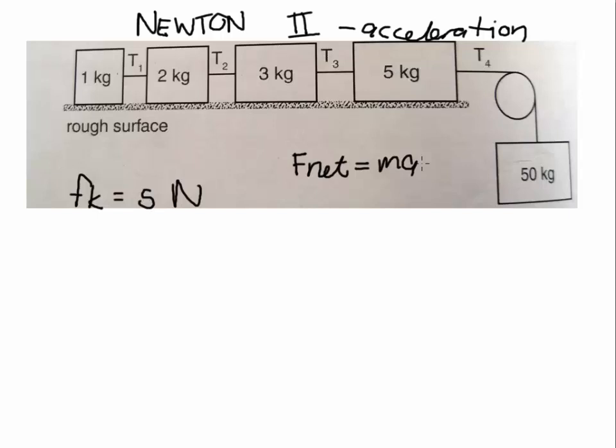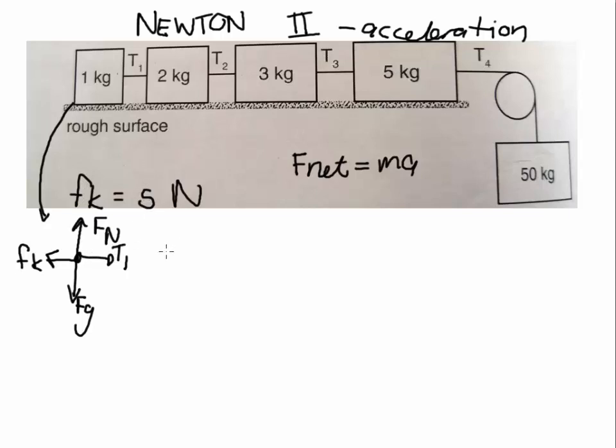So what we're going to do here is for each one of these blocks, we can go and actually draw a free body diagram. So if we draw a free body diagram for this first block, we know that because it's on a surface, it will experience a normal force, a force of gravity, and now there's also a force of tension. You see it's called T1, and in the opposite direction of motion, a frictional force, Fk. So I'm just going to call it F subscript k for kinetic friction.